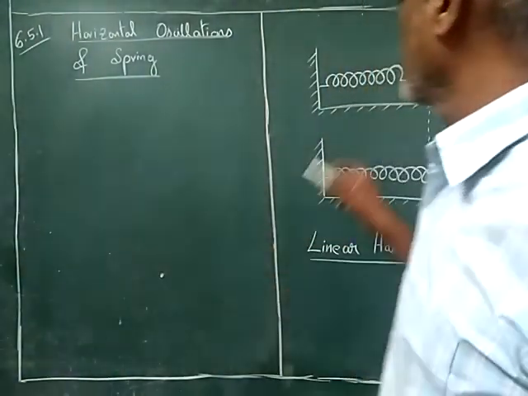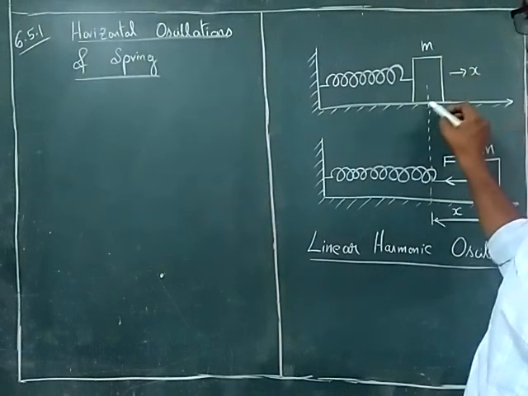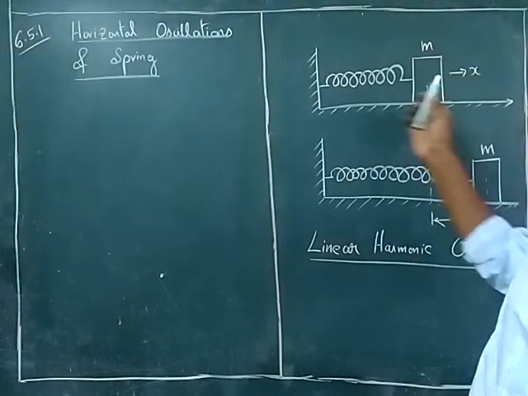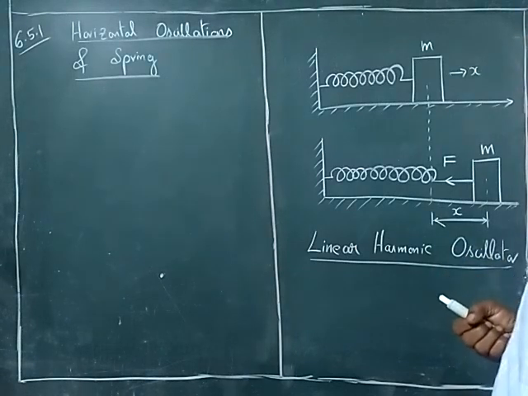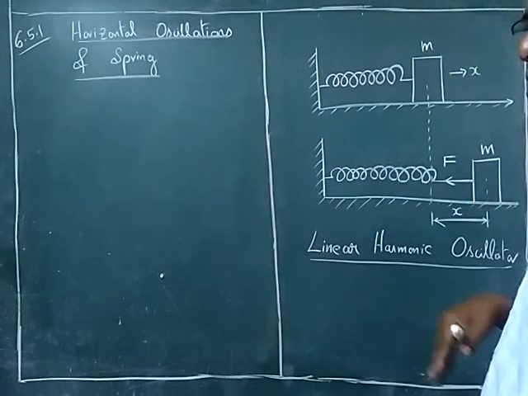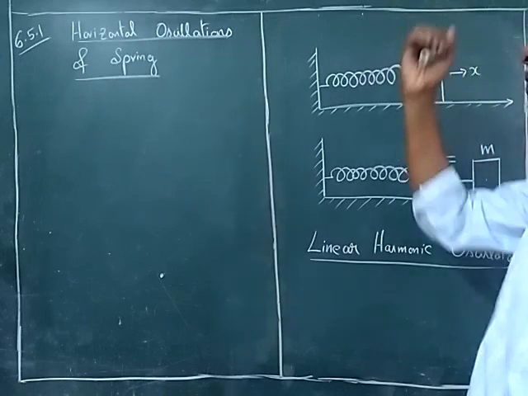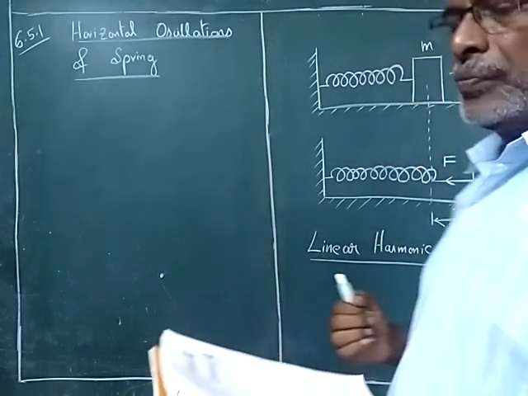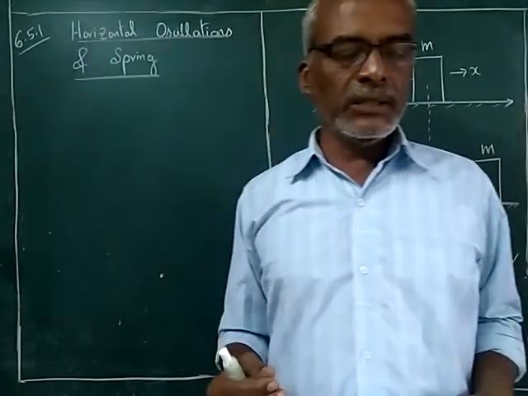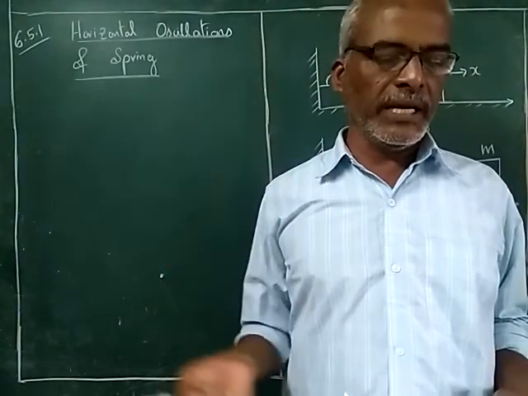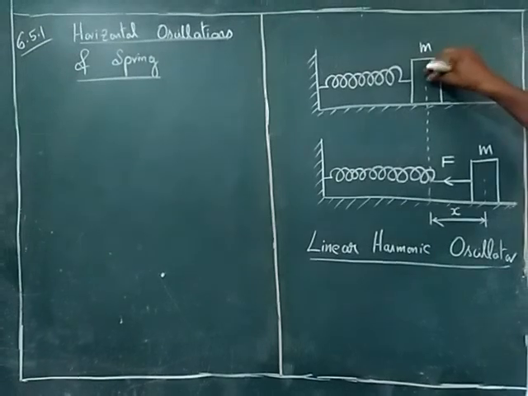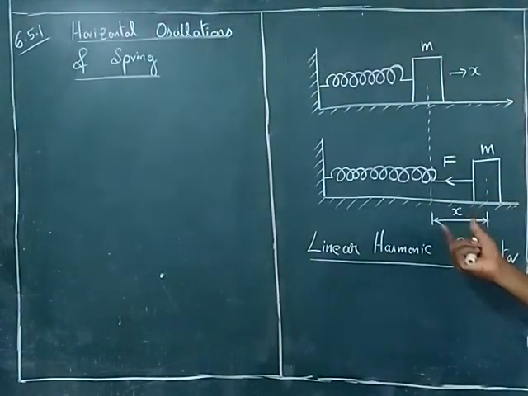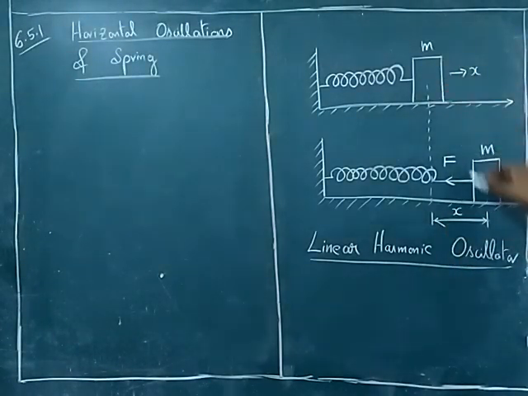If you look into the diagram, this body is placed horizontally, and we are going to pull this mass in the horizontal direction. We have another case, placing the load vertically also. Let the body be displaced through a distance x towards the right and released. So this mass is pulled to a distance of x, measured with respect to the center, and then released.